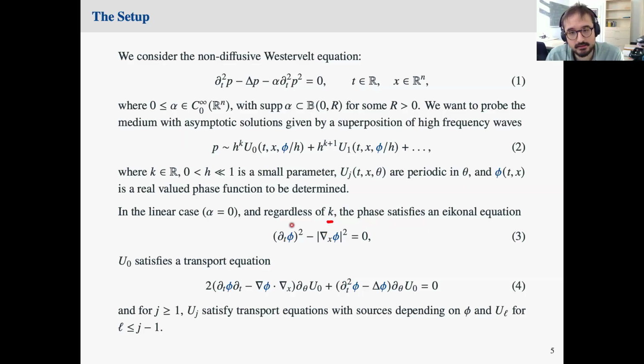And this is a very classical eikonal equation. And u_0 satisfies a transport equation, which is also linear and homogeneous. The coefficients of the transport equation depend on the phase function that we determined in the step before. And then for j greater than or equal to 1, the u_j's satisfy transport equations with sources that depend on phi and on the previous profiles that we have already constructed. So this is sort of the general theme of how this goes.